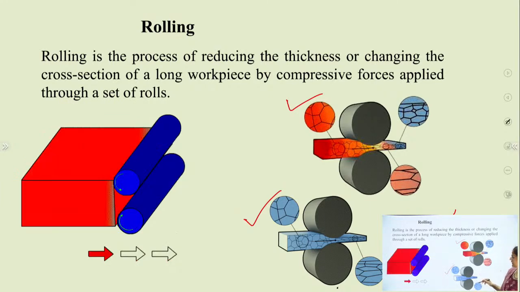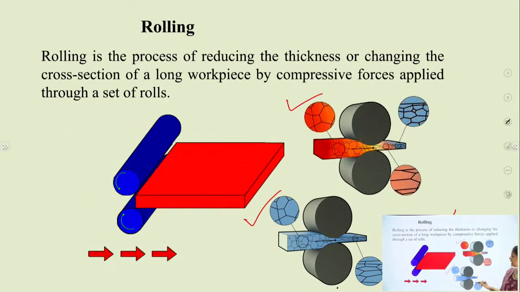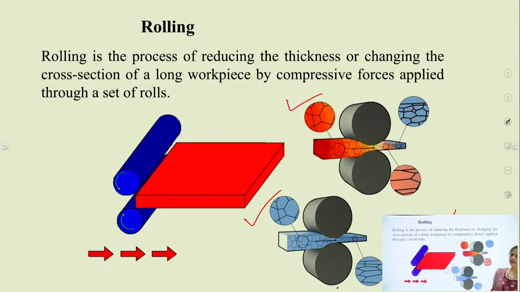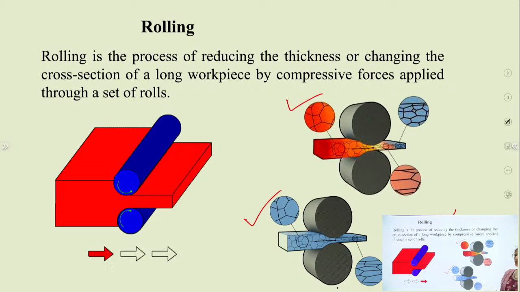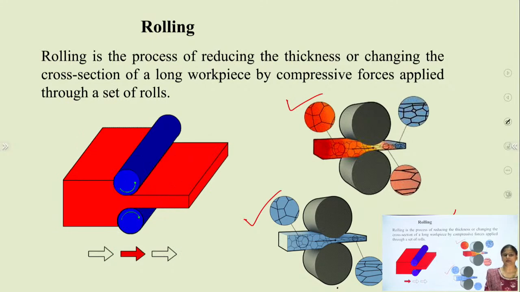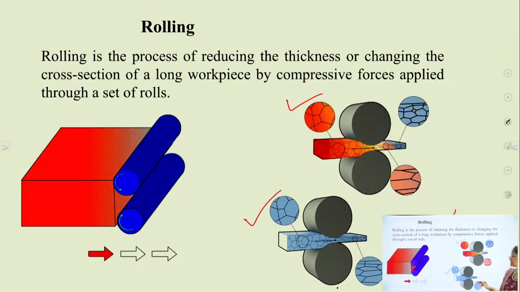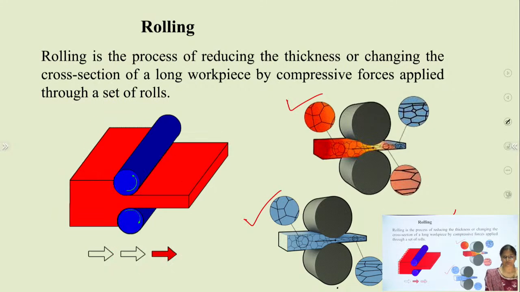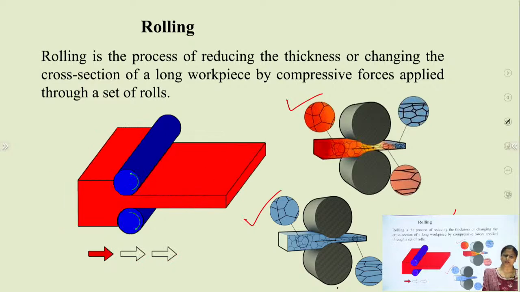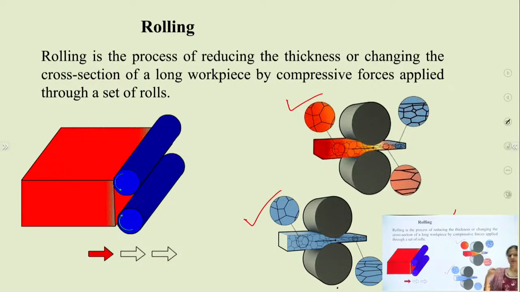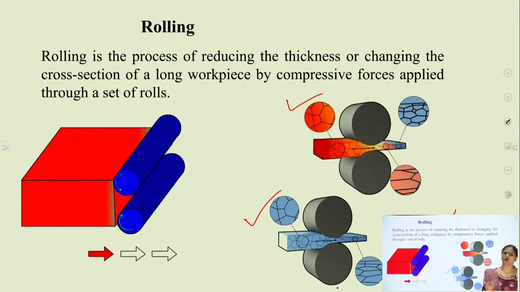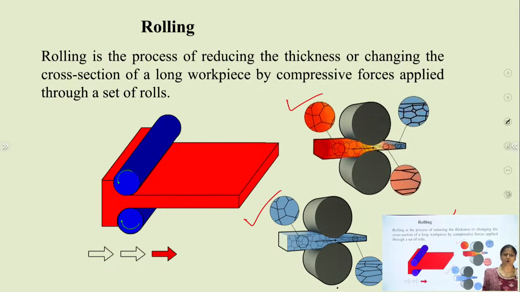So this is why there is anisotropy in the cold worked material, because the grain is not equiaxed, it is not of equal dimension in all the directions. This is the reason we get anisotropy in the cold worked material, whereas in hot rolled material or hot worked material we get isotropic properties, because the grains become equiaxed and the dimension of grains is almost the same in all the directions.